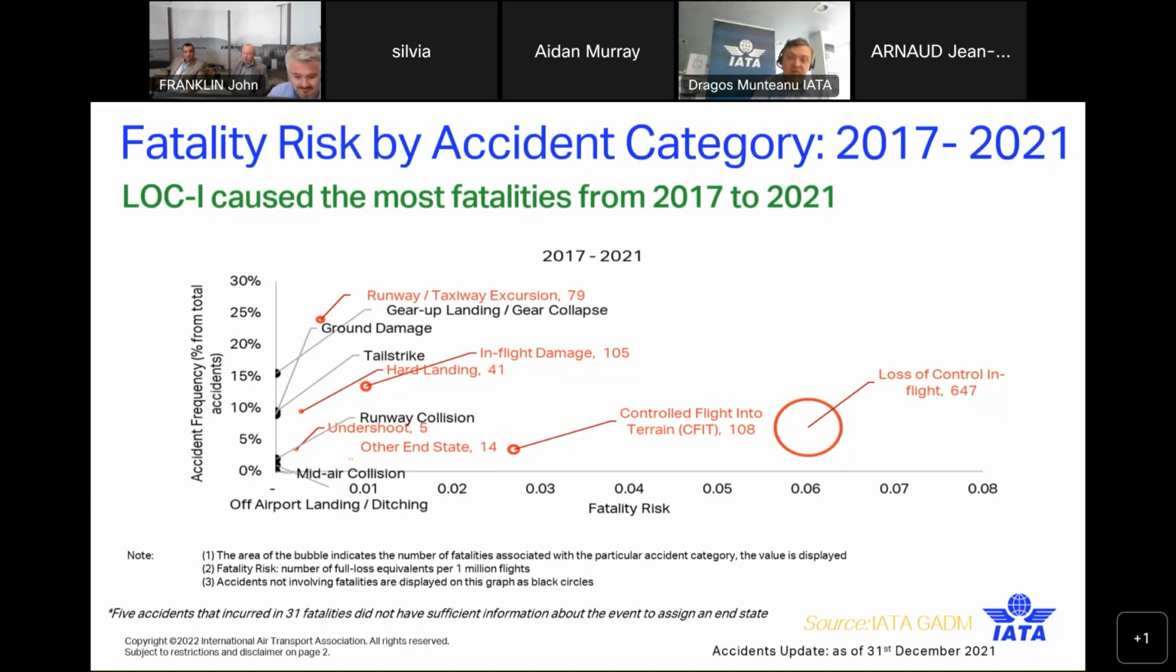And with the black bubbles, you have accidents that happen but luckily don't bring fatalities, though of course they bring a lot of material damage, and those will be gear-up landings, gear collapses, ground damage, tail strikes, runway collisions, and others. Put into perspective, these are items that we still need to focus on for the next period. Next slide.